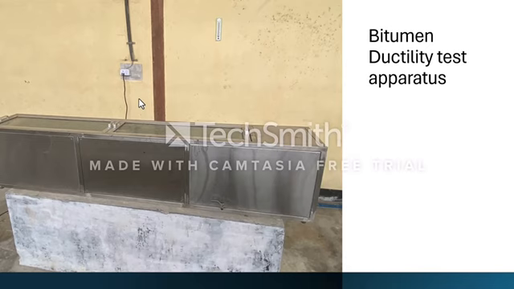And next is the bitumen ductility test apparatus, which costs around 83,000 to 2,07,500 depending on the sophistication and brand. Its function is to measure the ductility of bituminous materials, indicating flexibility, and its principle is that a bitumen sample is stretched at a specific temperature and rate until it breaks and the elongation is measured.